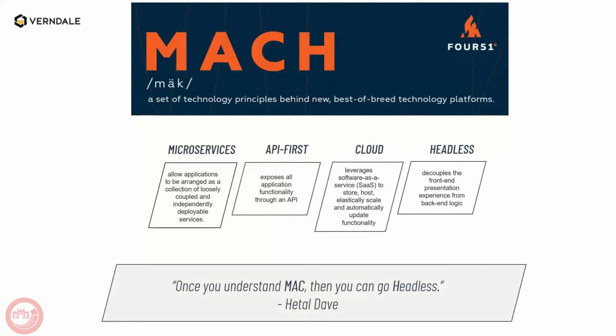Okay, let's start off with the MACH architecture. As you know, this is a set of technology principles that are behind the best of breed technology platforms. So what does all that mean? Well, it's an acronym, and it's divided into 4 different categories. And OrderCloud exemplifies all four of these.